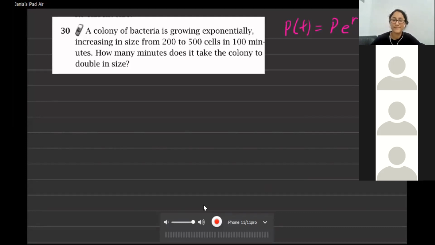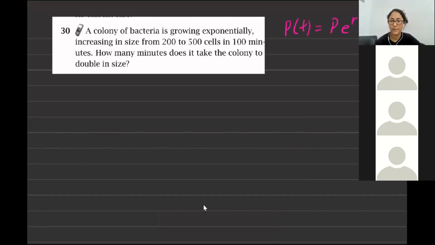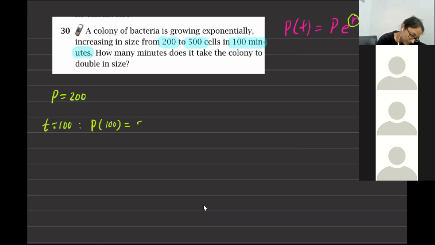Would we try and find maybe the R first? So you always want to find R first. That's the key. So find R. So I'm going to solve for this variable, right? So what are we given? We know the colony is growing exponentially, from 200 to 500 in 100 minutes. That info will help you to find R, the rate at which it's growing. So we start with 200, that's P. And when T is 100, the amount P of 100 is 500.